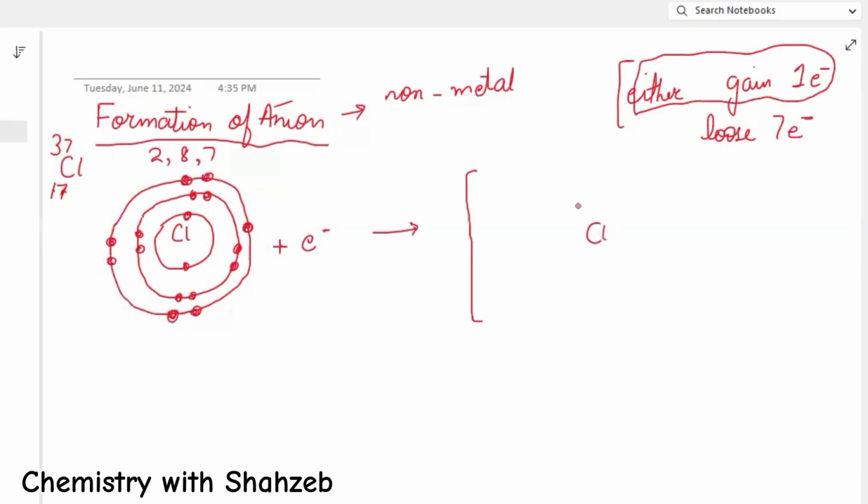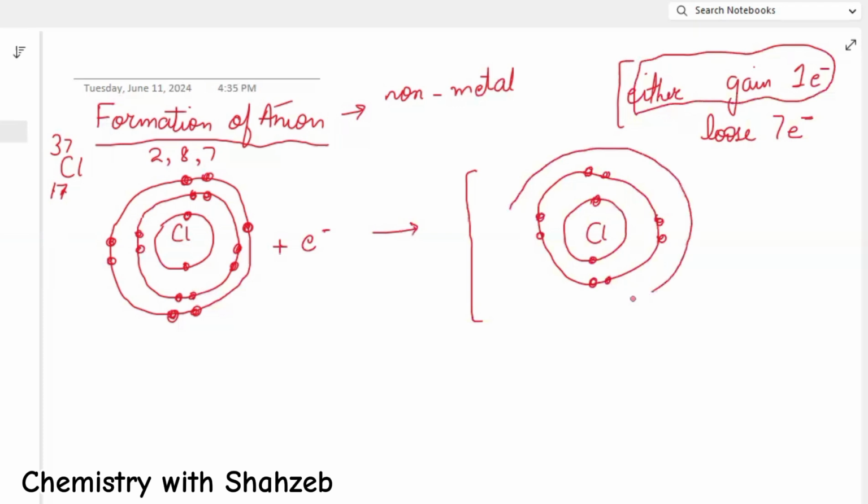Okay. So first shell of 2 electrons, second is of 8 electrons, and the third one will also occupy 8 electrons after gaining 1 electron. So what would be the charge on chlorine? As it has gained only 1 electron, the charge on it would become negative.